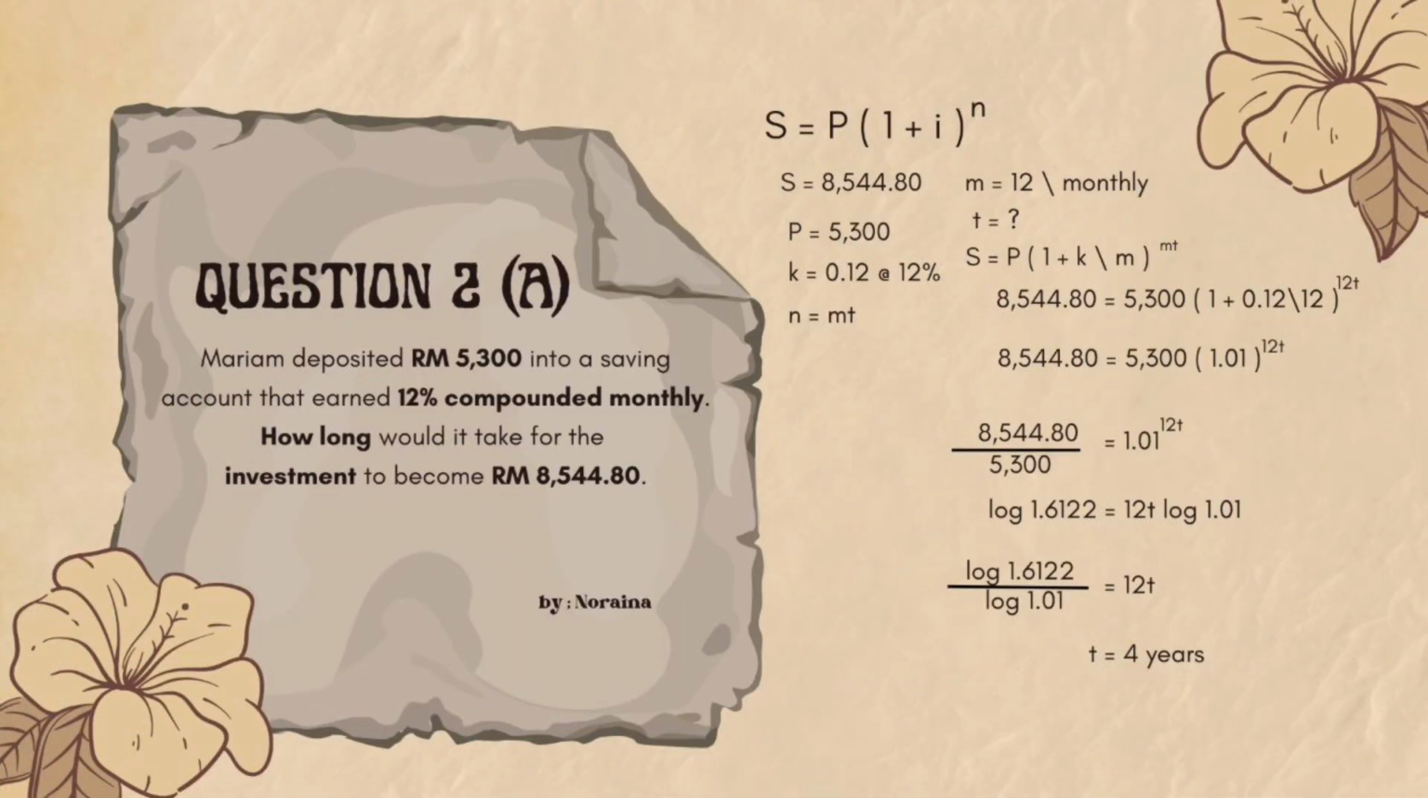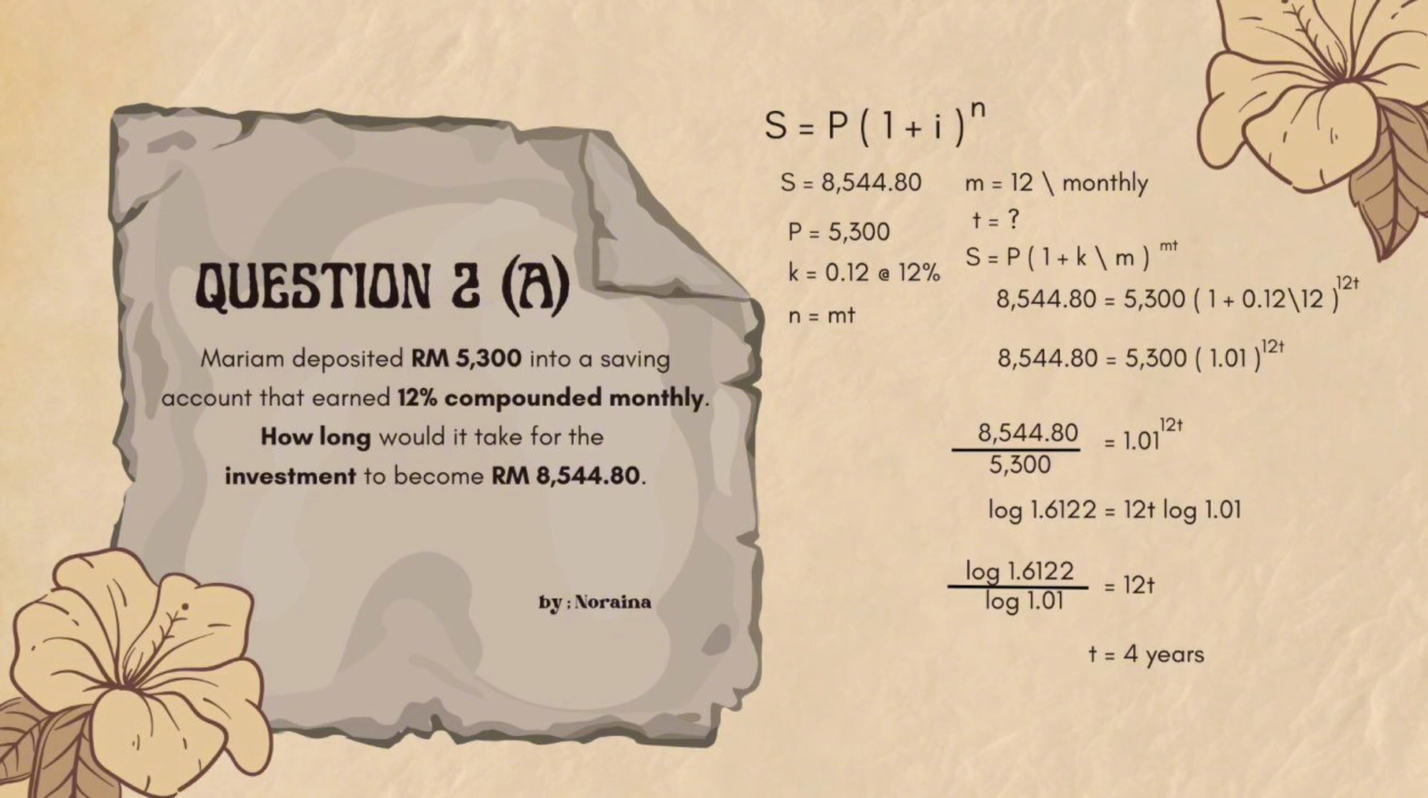Question 2A. Mariam deposits 5,300 into a saving account that earns 12% compounded monthly. How long would it take for the investment to become 8,544 ringgit 80 cents? So, this question asks about how long it would take for the investment.